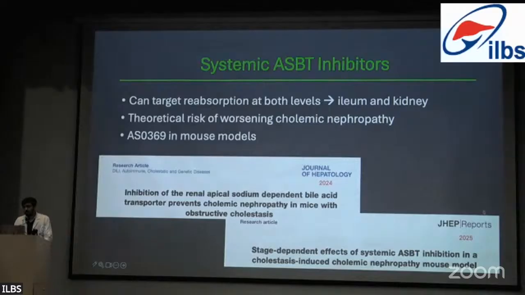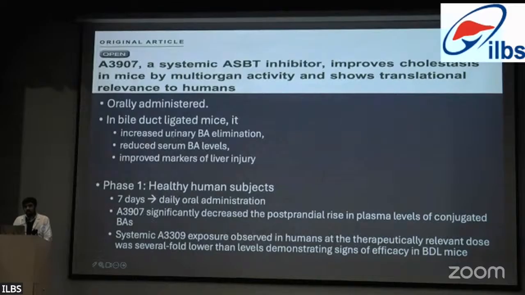These studies have shown that by giving the systemic ASBT inhibitor, there is a reduced proximal tubular injury biomarker such as KIM1, along with lesser tissue damage and lesser fibrosis. The only point to consider is that both these studies in mouse models have been done by the same group, and reproducibility is to be looked at. Another systemic ASBT inhibitor is A3907.